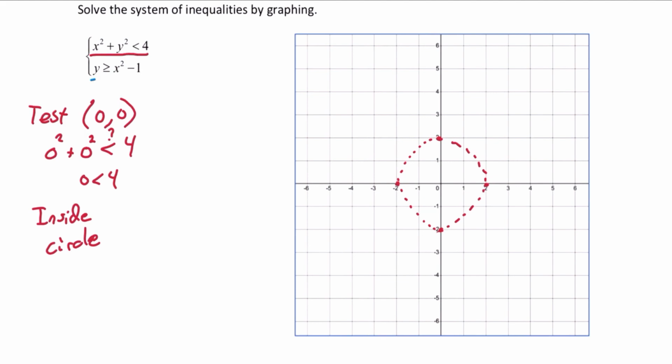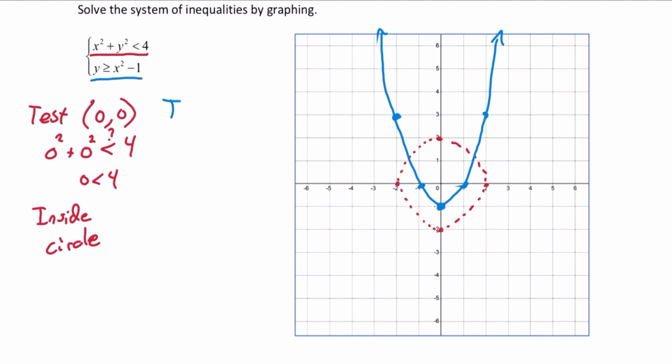Next, we will look at the other inequality. Notice it has the equation of a parabola that has been shifted down 1 unit. So let's look at that parabola and plot those points. And this one is a solid parabola. Notice the original inequality has equal to in it, so this is a solid parabola.